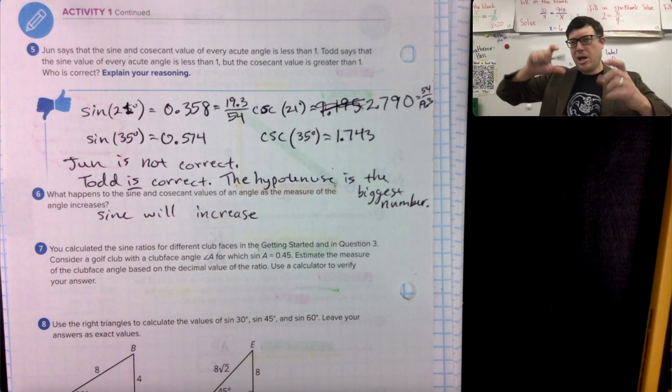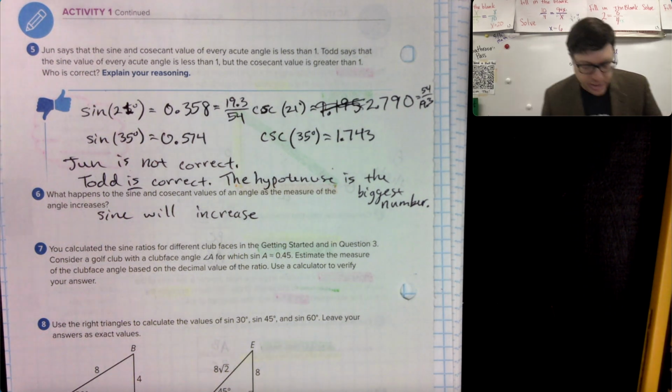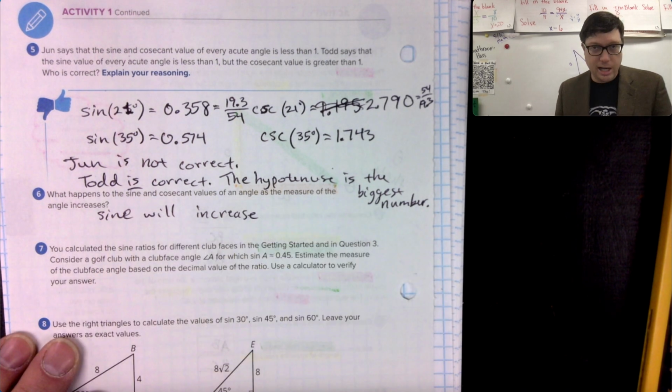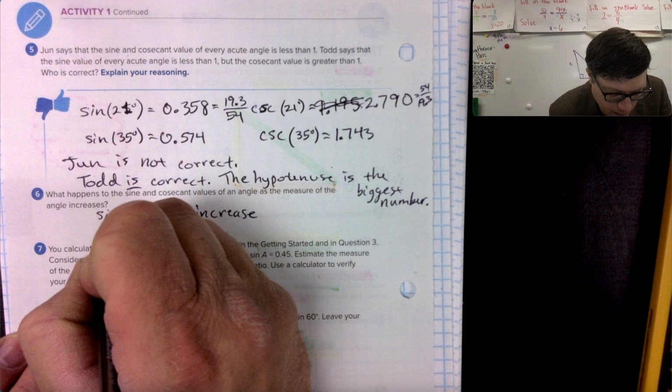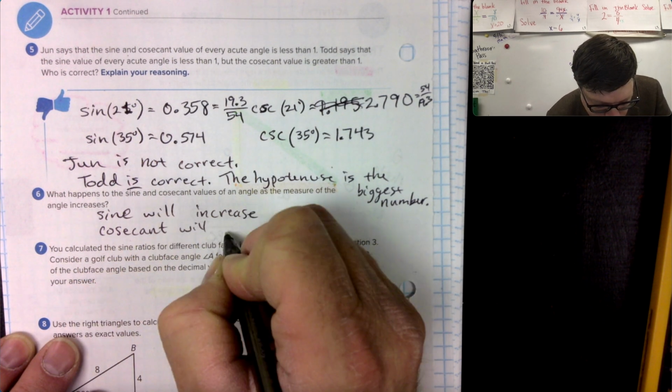But are you seeing how cosecant and sine are flips of each other, reciprocals of each other? If the angle is increasing and the sine ratio is increasing, then that means that the cosecant ratio will decrease.